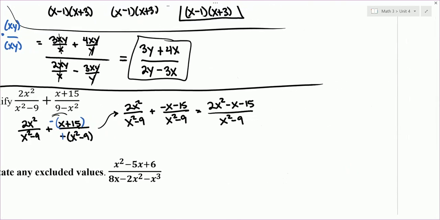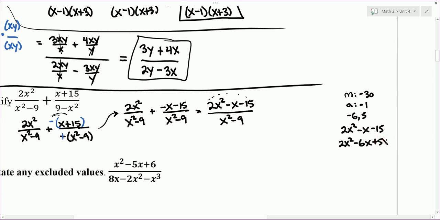And now we're going to work on factoring. We're looking for the numerator, two numbers that multiply to negative 30 and add to negative 1. And so negative 6 and 5, right? So we have 2x squared minus x minus 15. We're just going to do a little factoring on the side here. And we split that up to 2x squared minus 6x plus 5x minus 15.